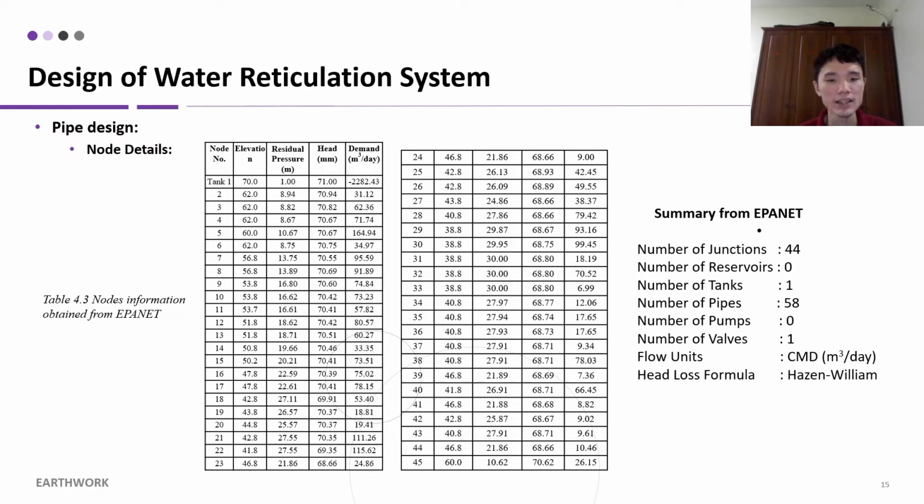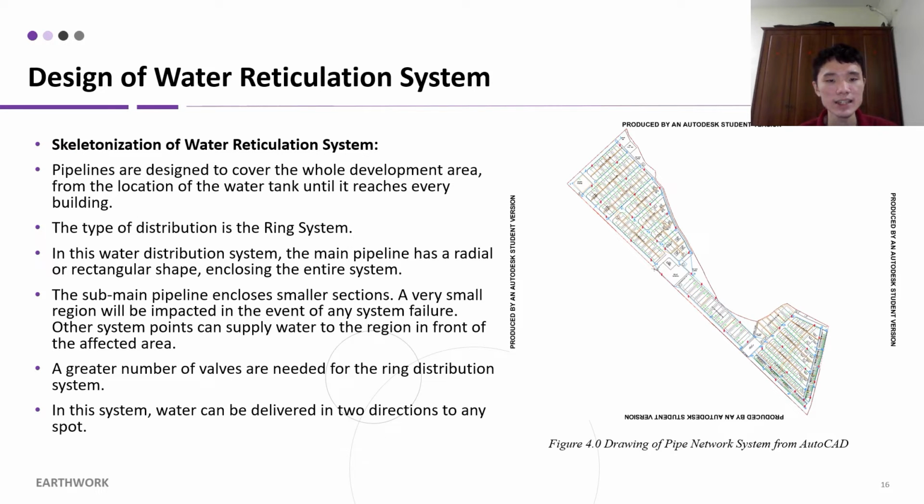The head and the residual pressure then automatically calculated by the software based on Hazen-Williams equation. From the E-Panet software, there are 44 junctions, 0 reservoirs, 1 tanks, 58 pipes, 0 pumps, 1 valves, flow units is CMD, and head loss formula is Hazen-Williams. Next is the skeletonization of water reticulation system. We use ring system as water can be delivered in 2 directions to any spot.